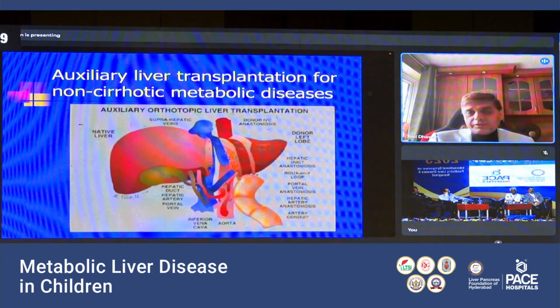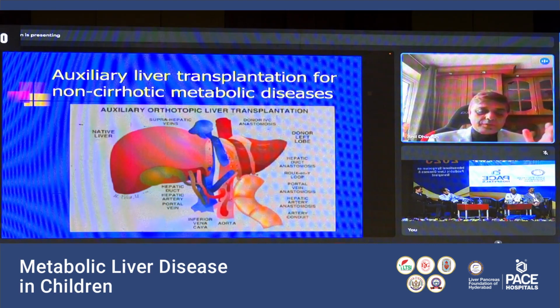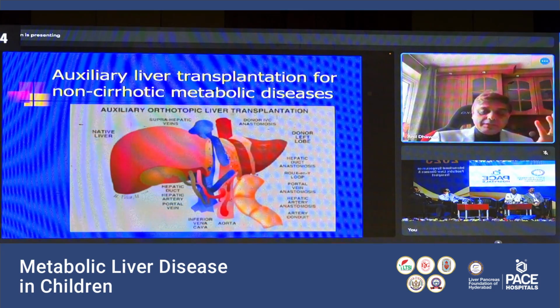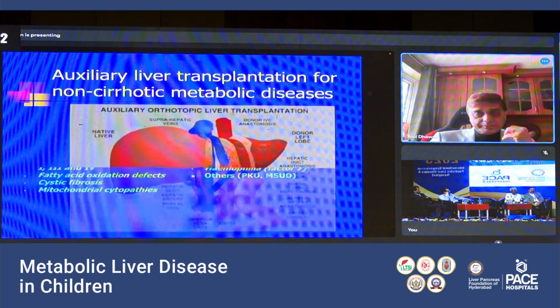Regarding auxiliary liver transplant, I noted a lot of surgeons in the crowd. It's not a new thing for them. They say we have done it already. So for those who have not known this technique before, the right or left lobe of the native liver is replaced by a normal right or left lobe of a donor liver.